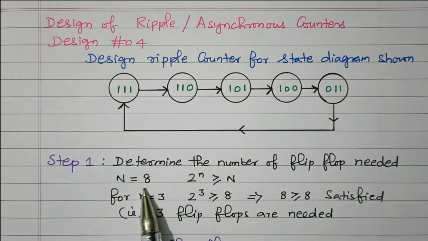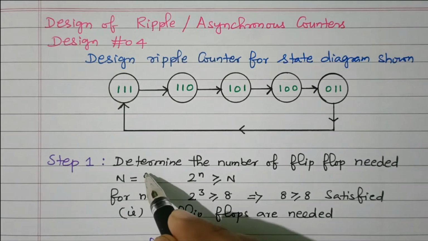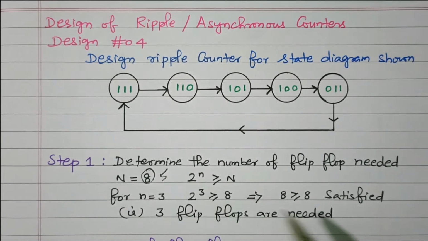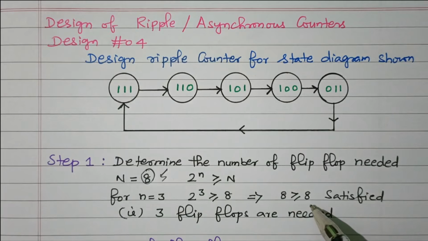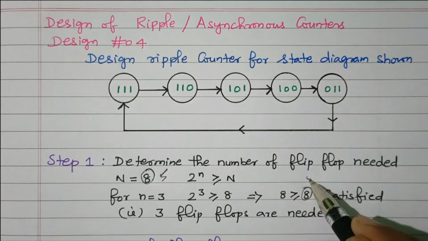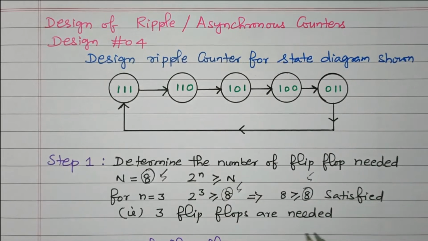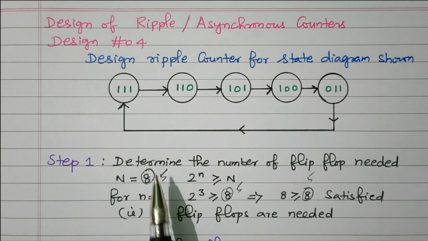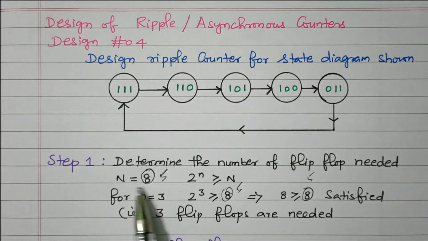So totally 8 states will be there, but in that we are going to use only 5 states. So here we can take capital N equal to 5 also. Total 8 states, but in this state diagram only 5 states are there. So for 2 to the power 3, which is 8, greater than or equal to 5, this condition is also satisfied. So 3 flip-flops are needed.